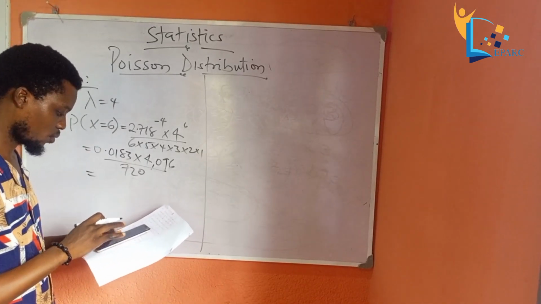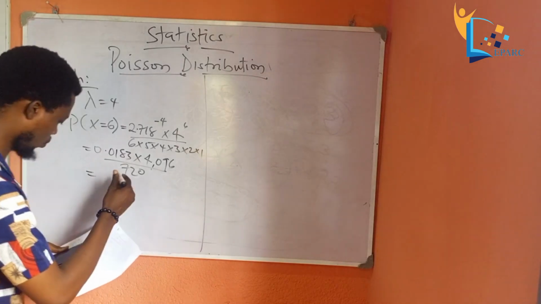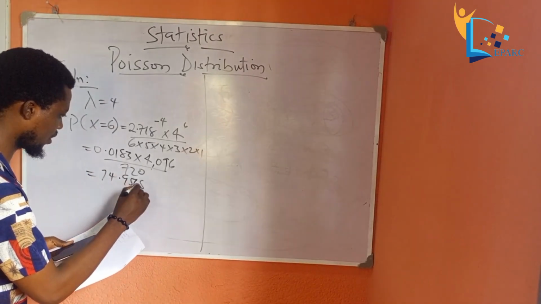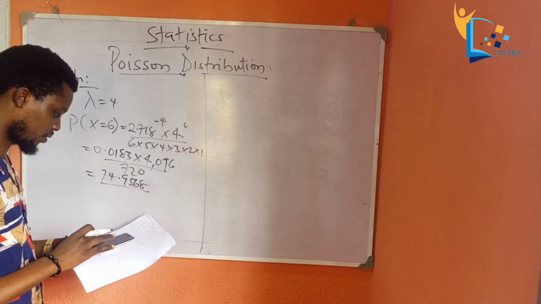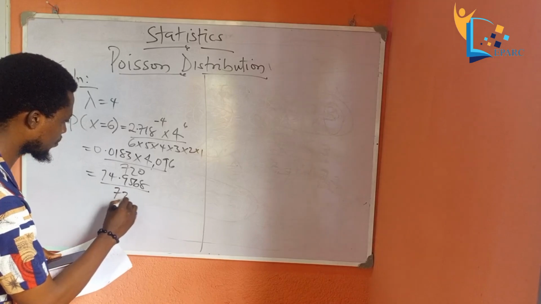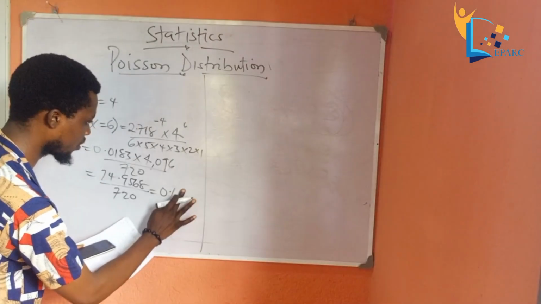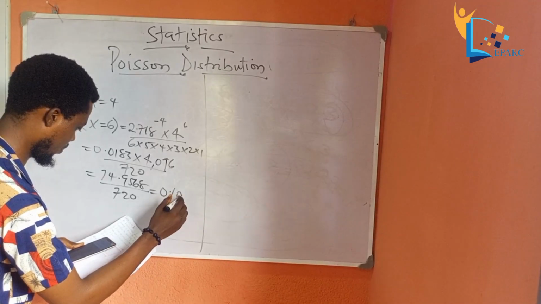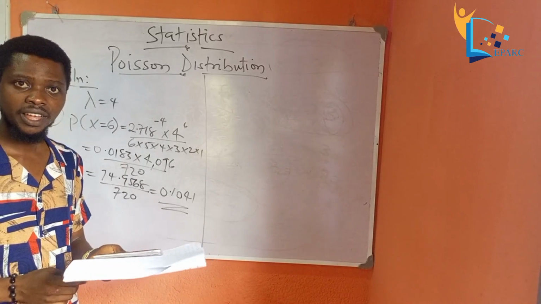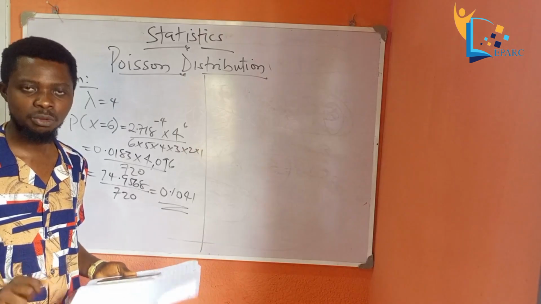Which is equal to 0.0183 times 4096, equal to 74.9568, all over, divided by 720, which is equal to 0.1041. Okay, this is the answer to the A question. Are you with me? Please use the comment section anywhere you don't understand, and we'll solve together. Let's move over to the next question.